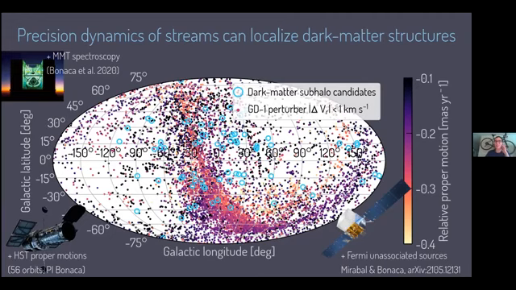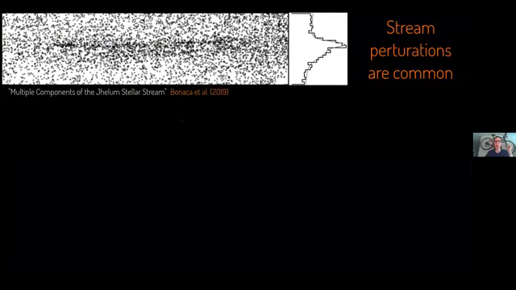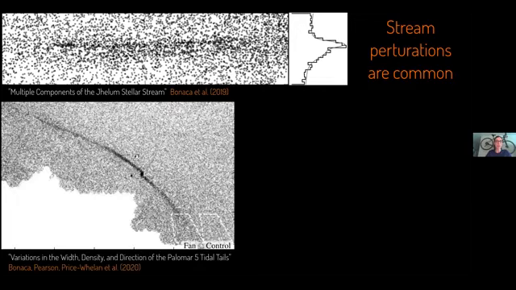This perturbation in the stellar stream that I showed you before is not an isolated one. There are a number of examples of other stellar streams that also appear dynamically perturbed. And here I'm going to show three examples. One is the Jhelum stream, where there are two prominent components and maybe some gaps in the density. Another is Palomar 5, where again we see prominent density variations along the stream.